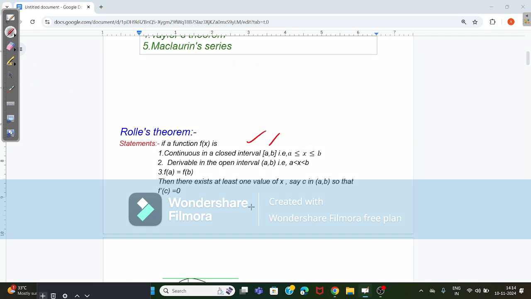Rolle's theorem states that if a function f of x is continuous in the closed interval a comma b, derivable in the open interval a comma b, and f of a is equal to f of b, then there exists at least one value of x, say c in (a, b), so that f dash of c is equal to 0.